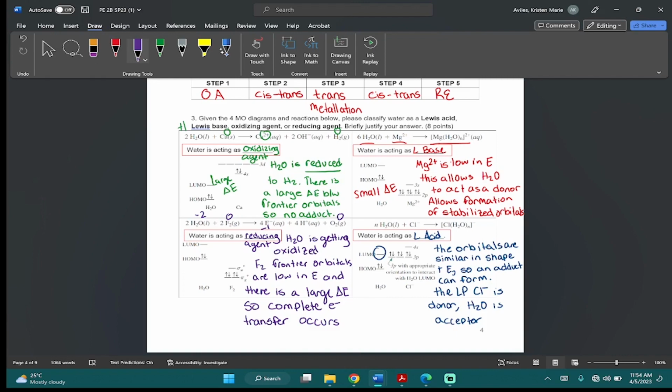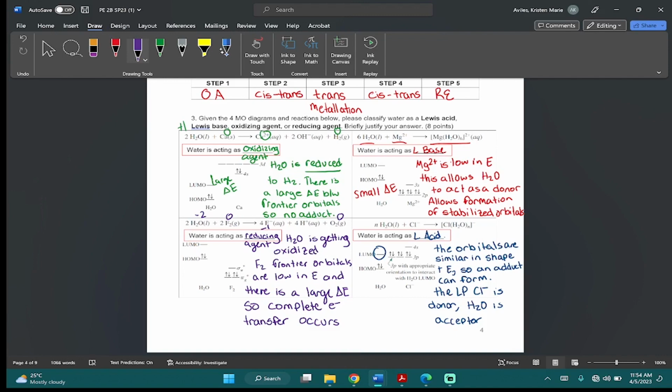And similarly, your orbitals don't need to be perfect, but we should understand that if it's an oxidizing agent, electron transfer is occurring, large delta E. And that means that our ligand, whatever else we're working with, has to be higher in energy than our water. If it's a reducing agent, it's going to be lower in energy than our water.